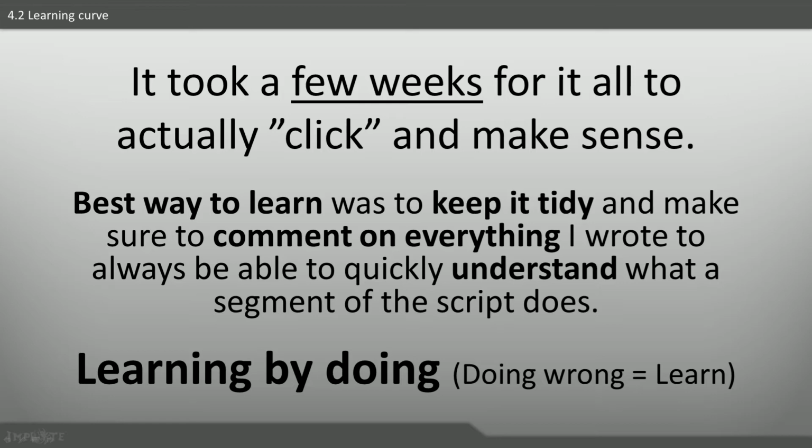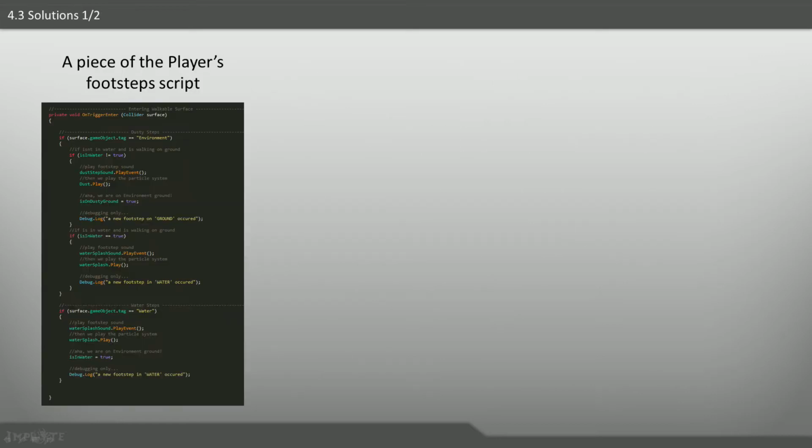So if we take a look at the player's footstep script here, for example, this is just a very small section of it that says if this object that we're putting this script onto has a collider box, which is, well, how would I explain that for someone who's not a developer in a formal way?